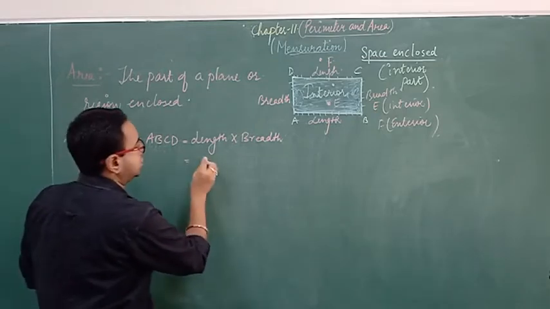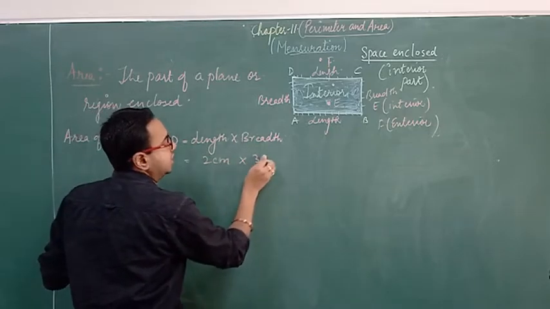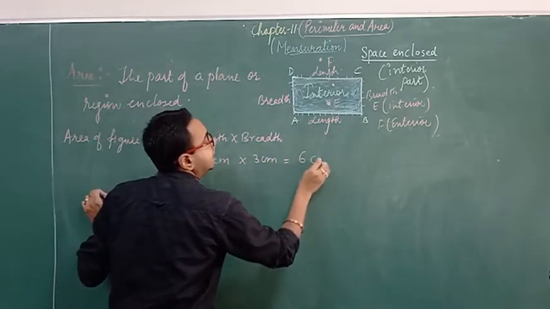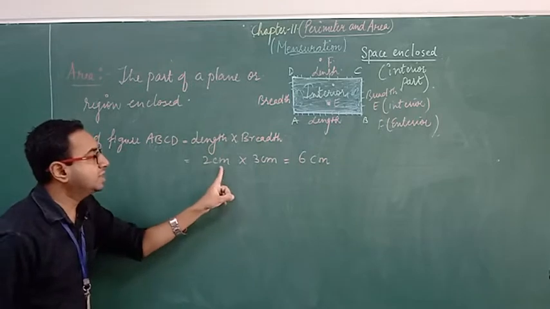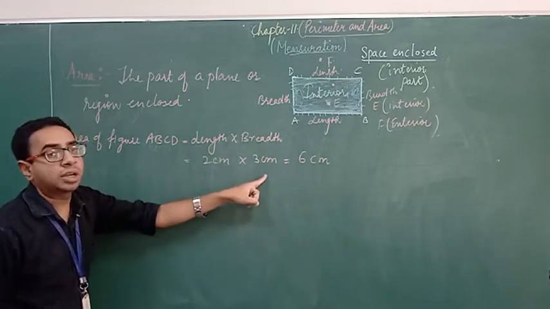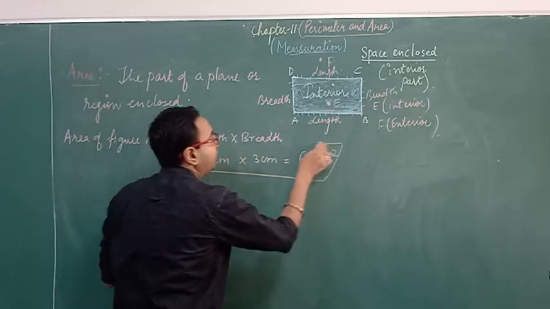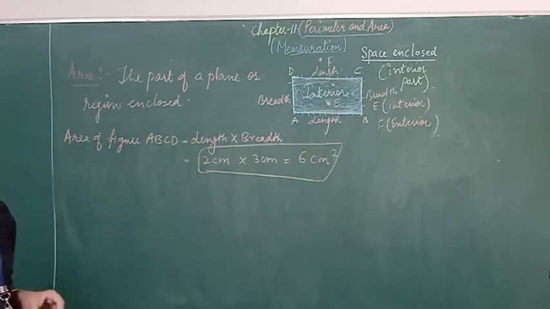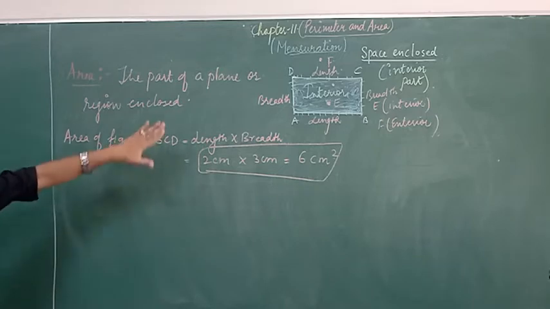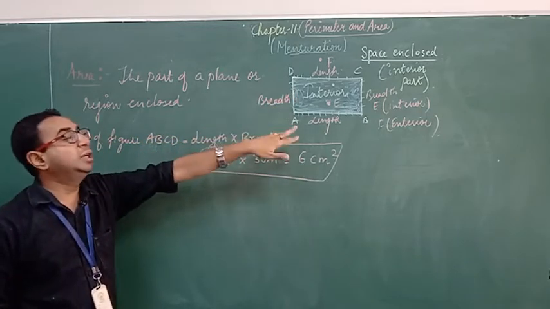So length is 2 centimeter and into 3 centimeter it is 6 centimeter. Centimeter into centimeter, it is what? Centimeter square, because it is multiplied. Hence this is how we find the area of various figures. Are we clear? So area concept is length into breadth.